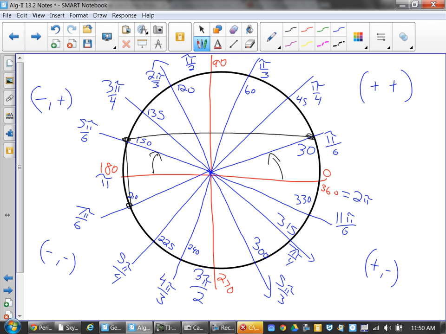So these two guys share the exact same y value because they're horizontally across from one another. These two guys share the same x value because they're vertical from one another. These two also share the same y value because they're horizontal from one another. Which means these two angles have the same cosine. These two angles have the same sine. These two have the same cosine. And it's all built off of reference angles.